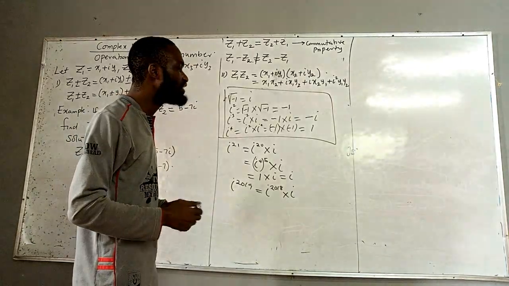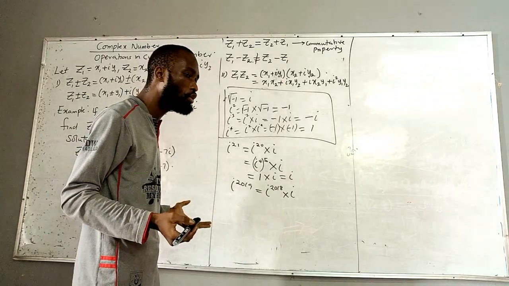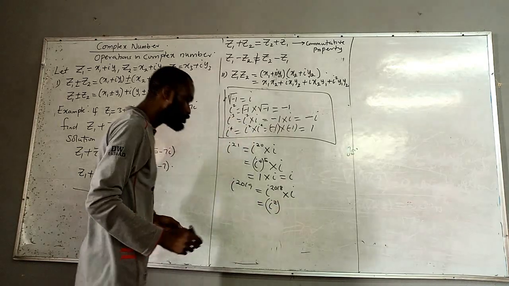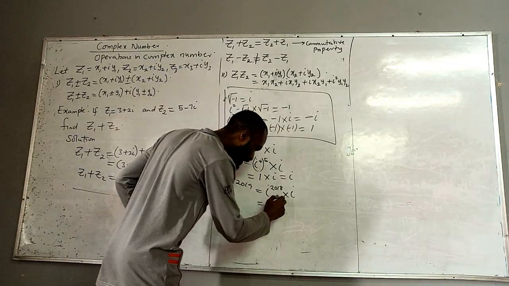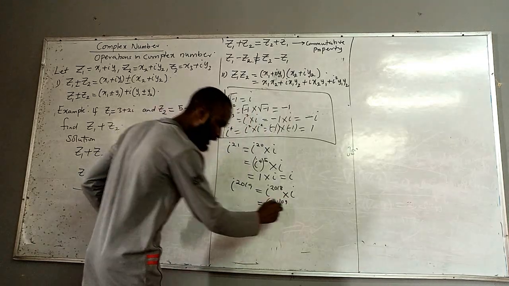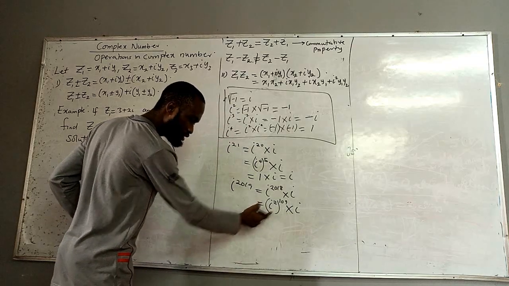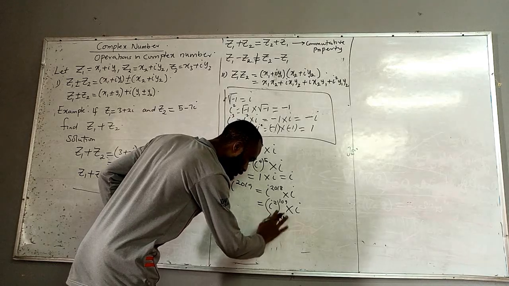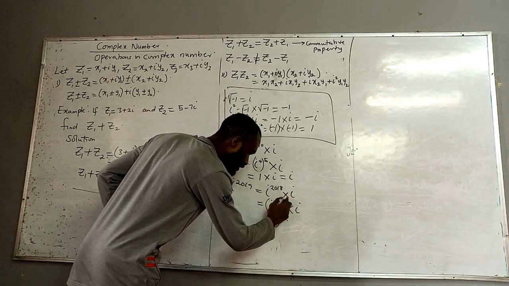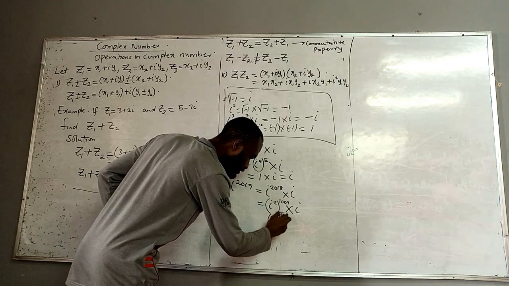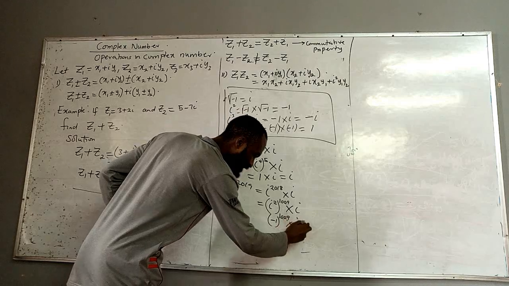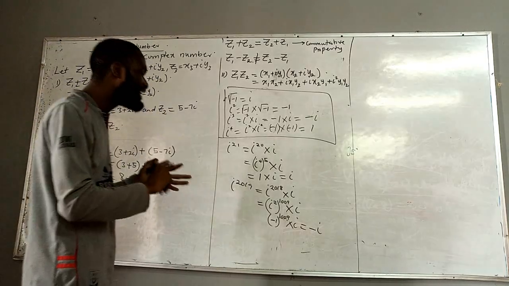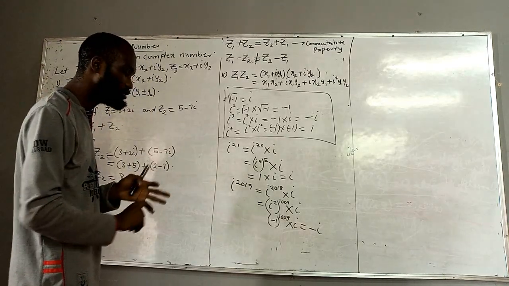Let's see. 2018 cannot be divided by 4, but it can be divided by 2. Then I can write it as i raised to power 2, everything raised to power 2018 divided by 2, which is 1009, times i. And what is i squared? Minus 1. Then I will have minus 1 raised to power 1009, oh sorry, this is 1009, times i. At the end of the day, I'm going to have minus i.